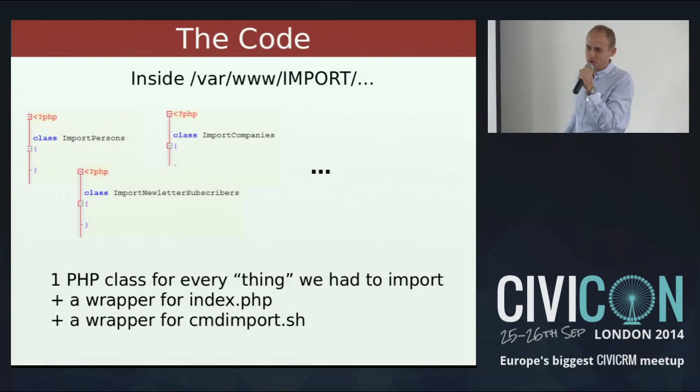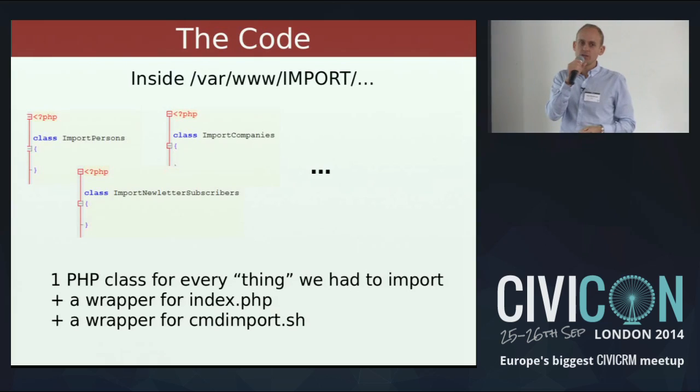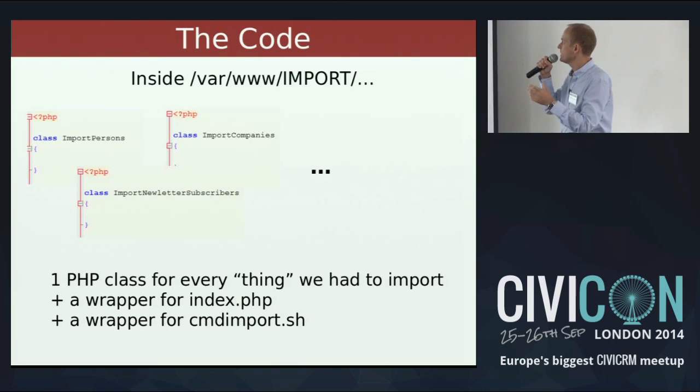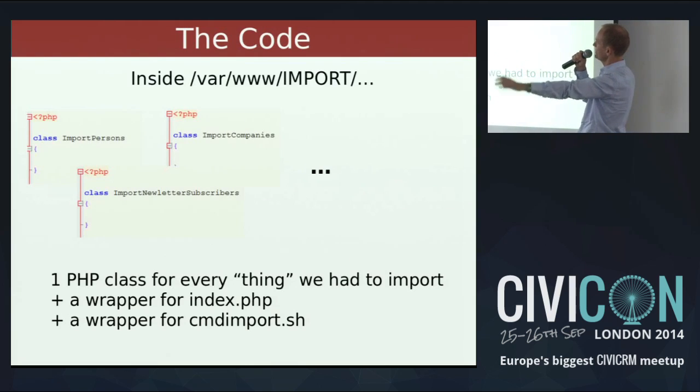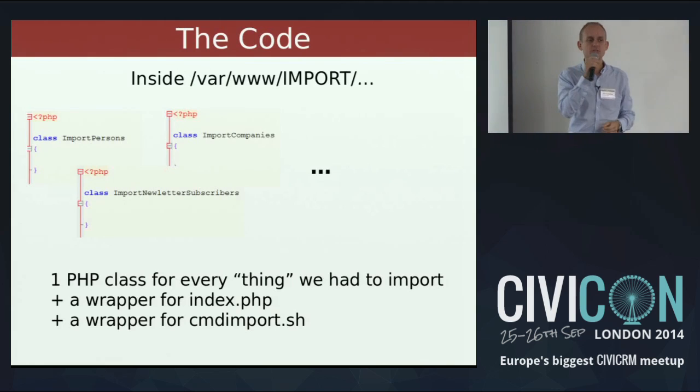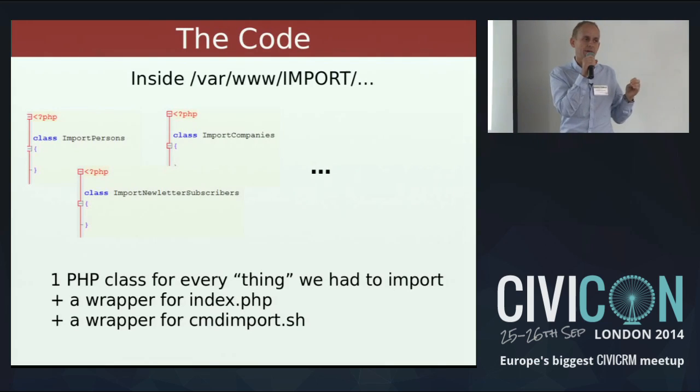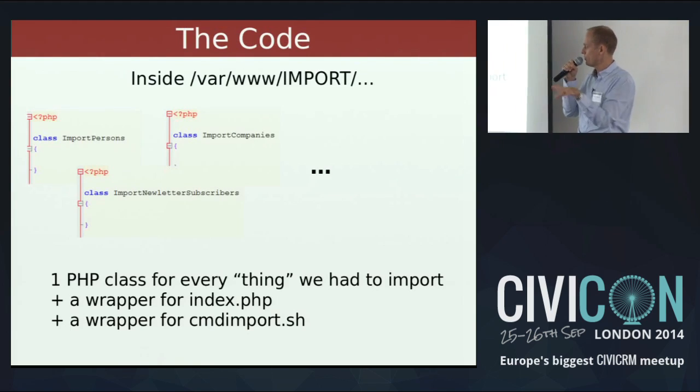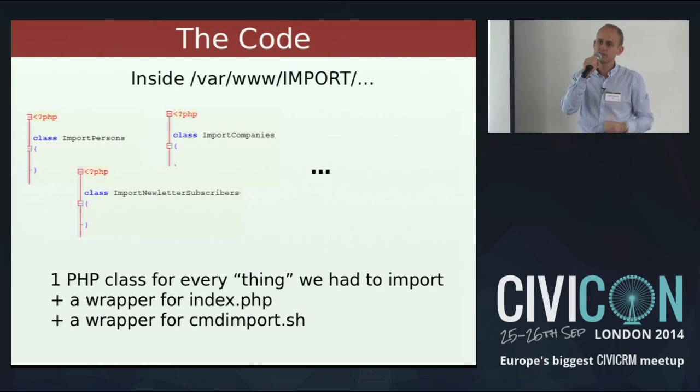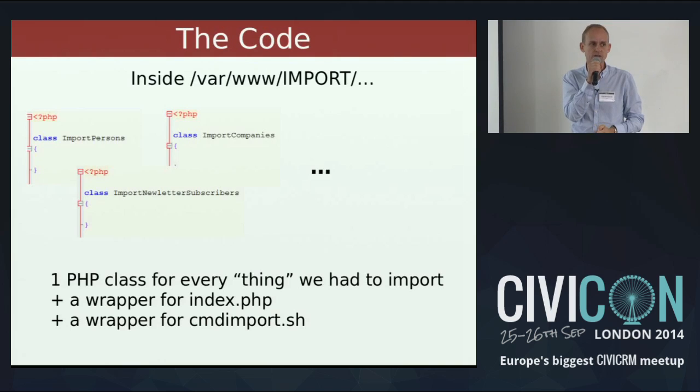We are programmers, so when we programmed the imports, we did it in an object-oriented way, and we wrote very specific classes to import one thing in CiviCRM. So there was a class to import companies, a class to import persons, newsletter subscribers, memberships, whatever. It was a very modular thing that we could execute either via our web interface with the hyperlinks, where we could import a specific step, or with our command line interface. The only thing we needed was a wrapper for both systems that instantiated the objects and called the import method of that particular class.